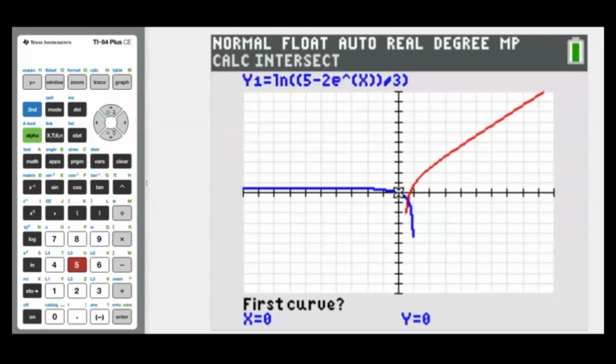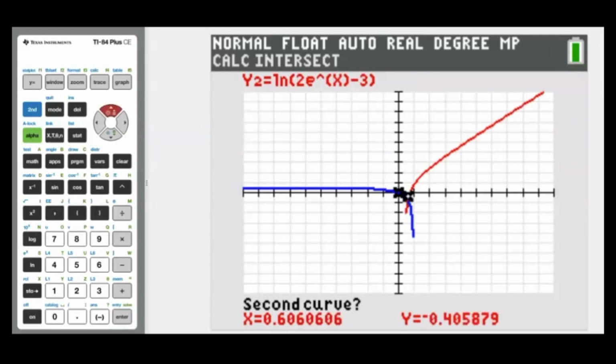And when it says first curve, just hit enter. Second curve, hit enter. So you may have to move over a little bit. And then you could hit enter, and then when it says guess, just hit enter again. And there is the intersection point. And so you can write that down in decimal form, and let's see if the ln answers that we had match up. So just some more little tricks you can do.